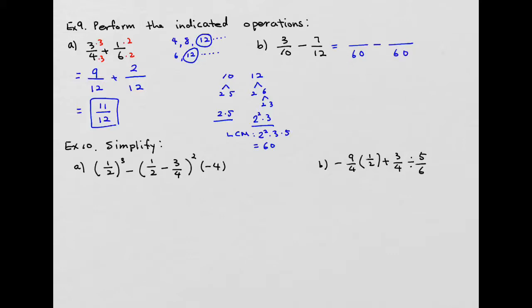So for this 10 right here to become 60, you need to multiply by 6. So let's multiply 6 by 3. Then you get 18. For 12 to become 60, you need to multiply by 5. So let's multiply 5 by 7. Right? So then you get 35.